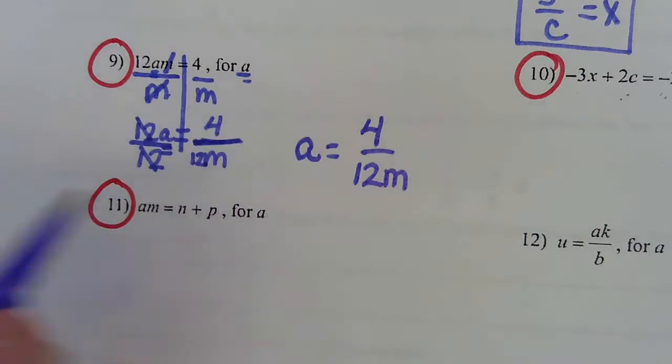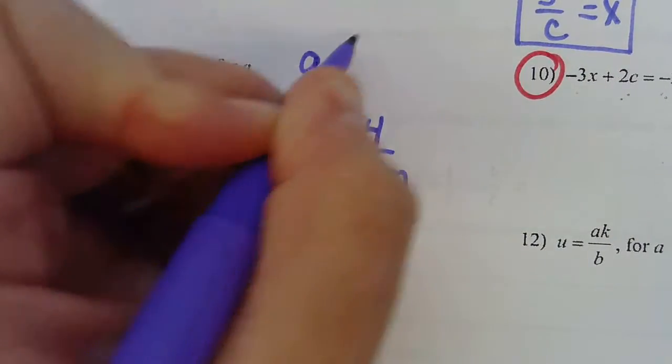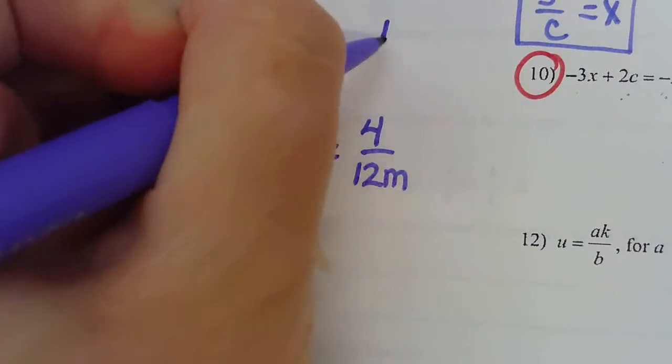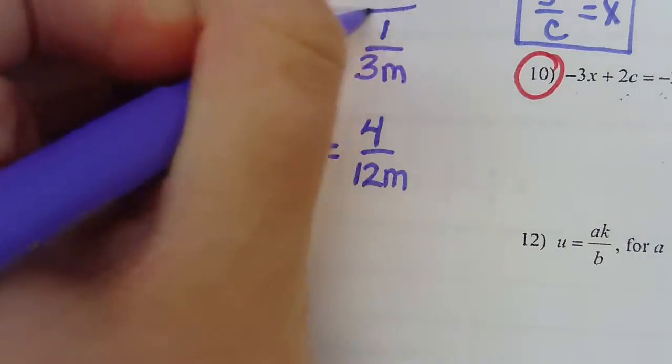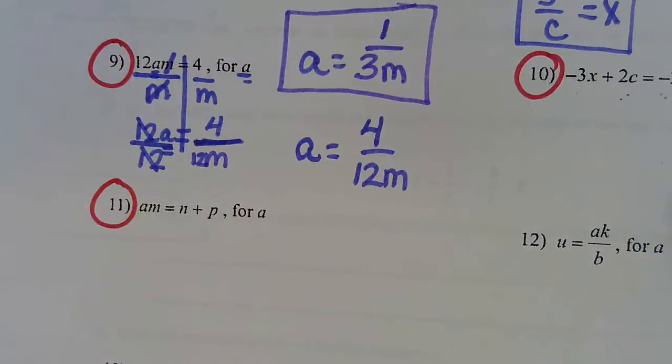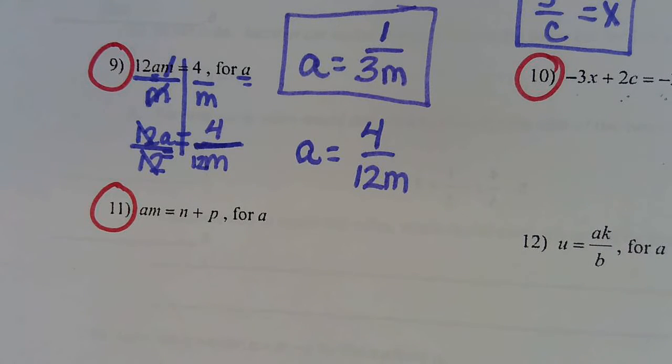And you could reduce this fraction, and it gives you A equals 4/12 is the same thing as 1/3 M. That's technically the right answer because it's more simplified.